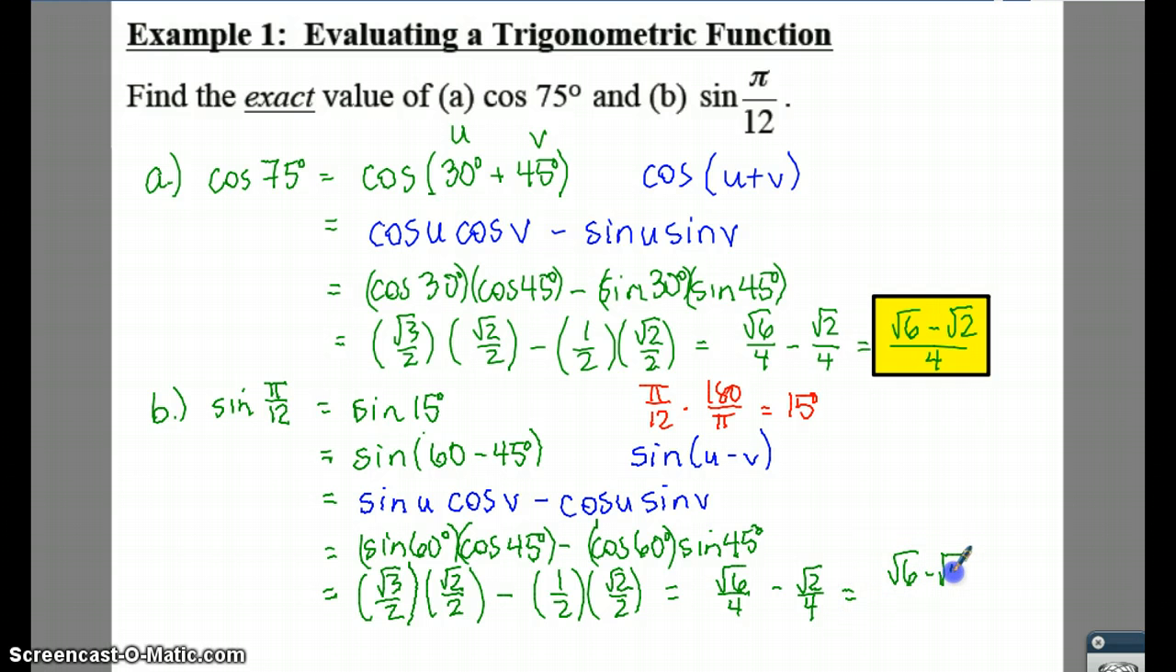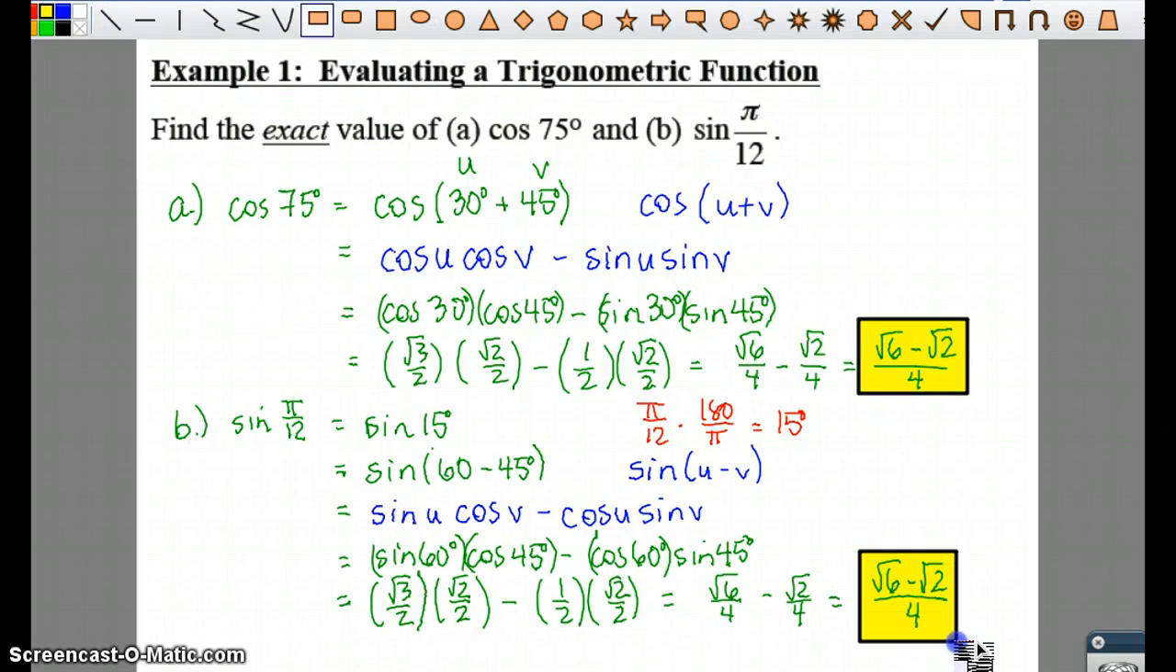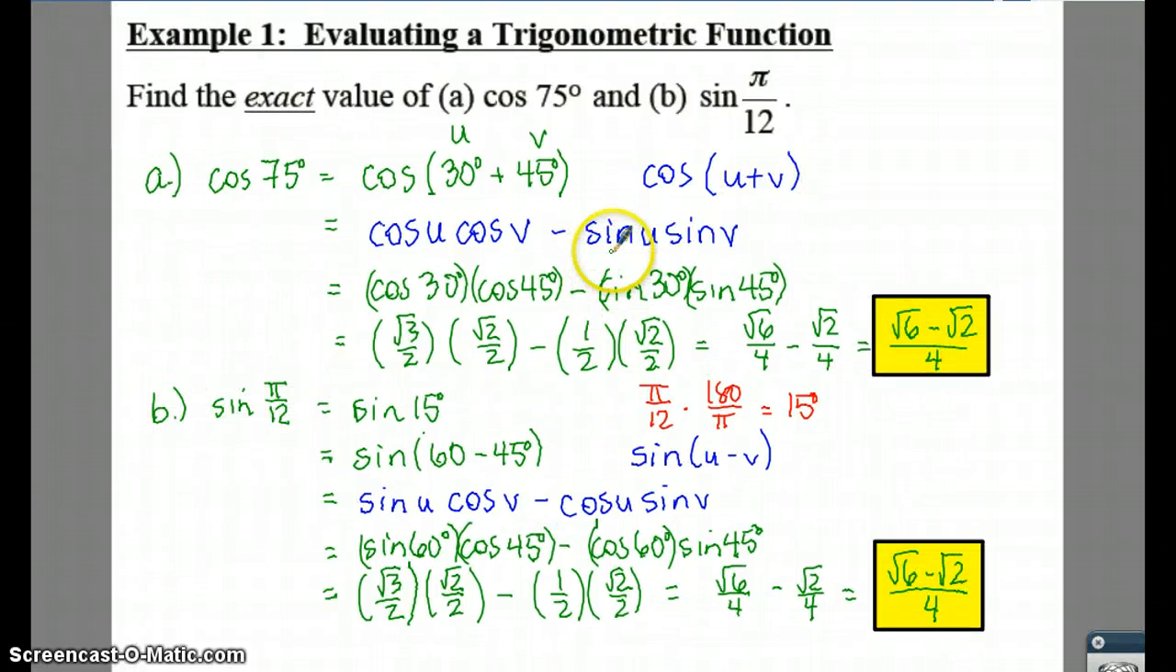It's going to be the same value as what we get for part A. What a coinky-dink. And there's your answer. So that is how you can use your functions to find some exact values, and how you can use your addition and subtraction formulas.